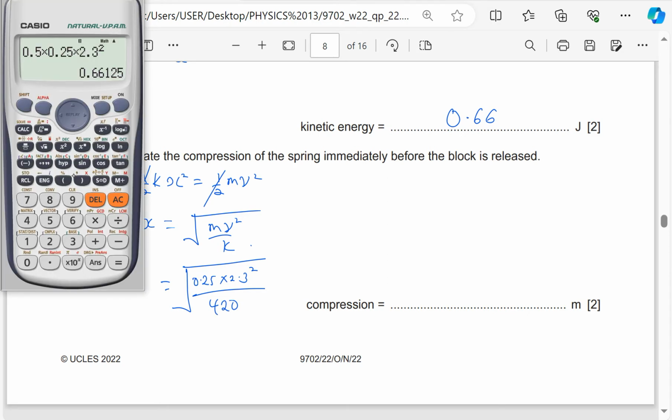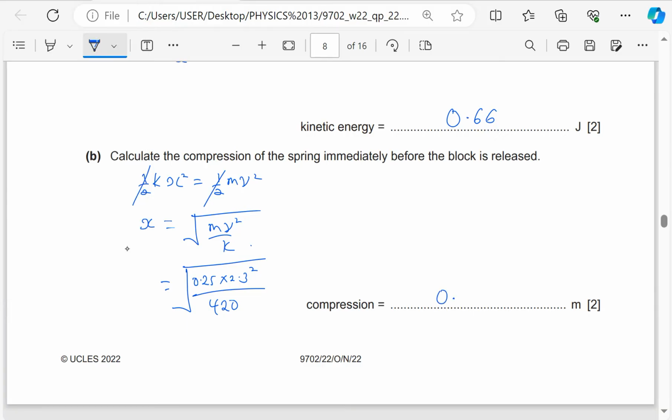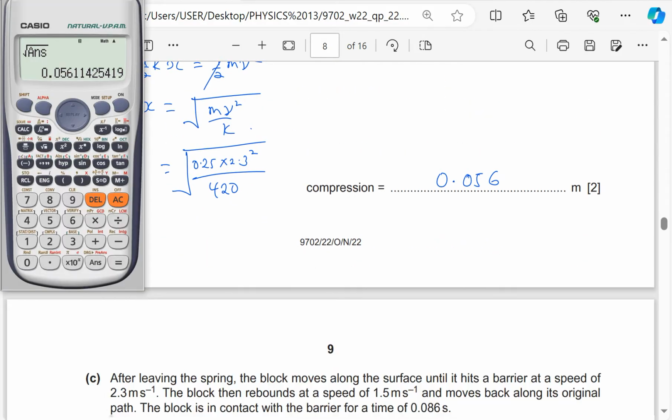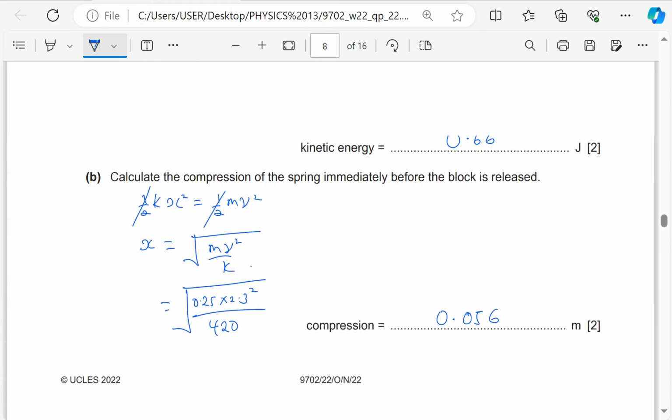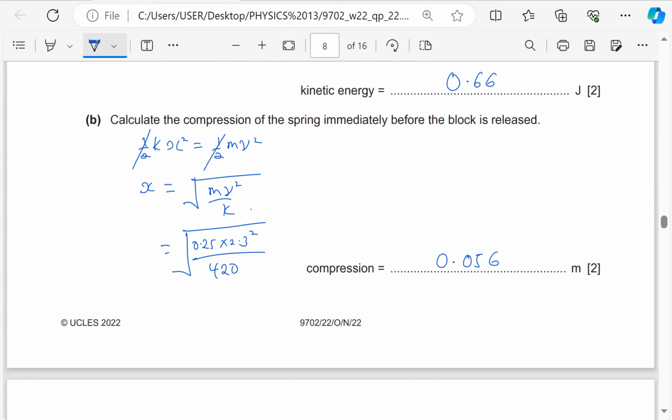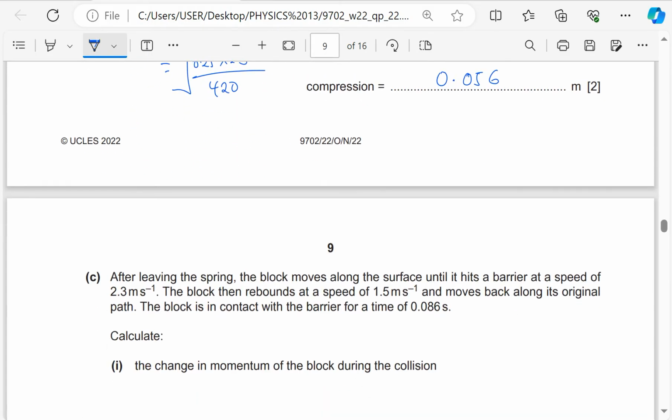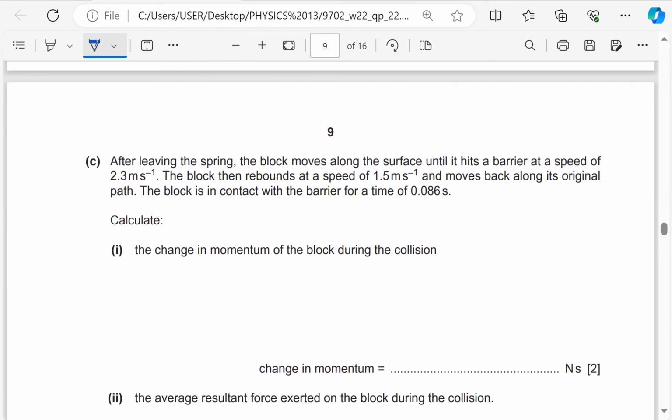So this is going to be 0.25 times 2.3 squared divided by 420. Then I find the square root of the answer. So this is 0.056, 0.056 meters. Okay. Alternatively, we would just equate this value of kinetic energy to a half k x squared and find x.